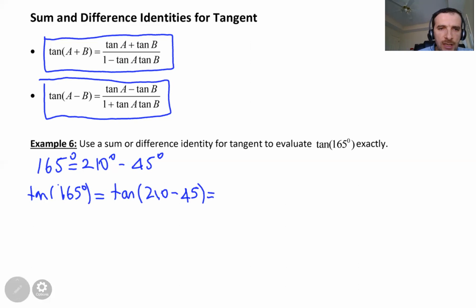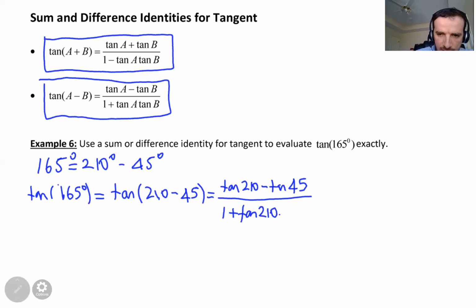That's equal to, and I'm going to use the second formula, right? So if it is minus here, it should be minus here as well. Tangent 210 minus tangent 45 divided by 1. And if it is minus, it is minus on the top and plus on the bottom. 1 plus tangent 210 times tangent 45. Okay.